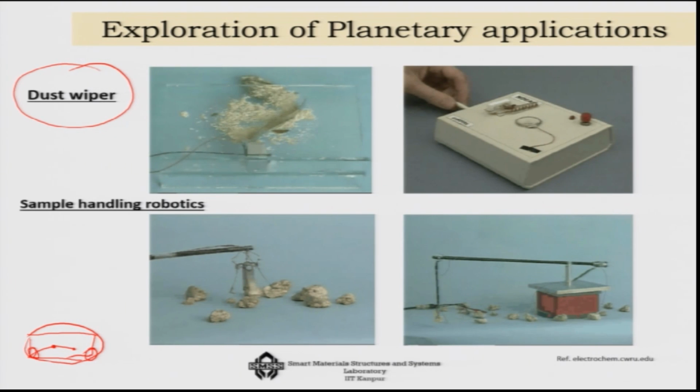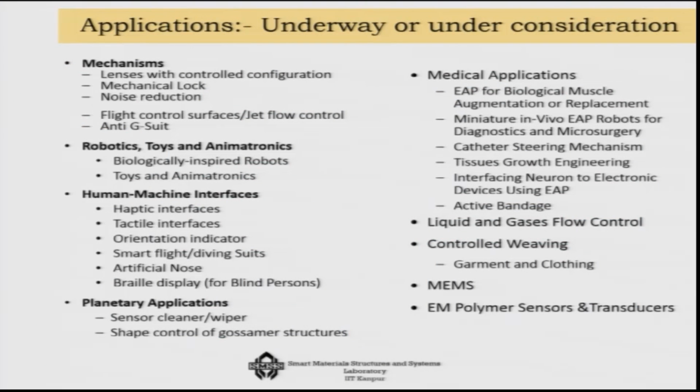The other use is in terms of sample handling. You can use these things to actually use like fingers, like artificial fingers. There are plenty of applications of such a system in mechanisms, in lenses, mechanical clock or noise reductions, etc. Just to mention a few, the list is in front of you.